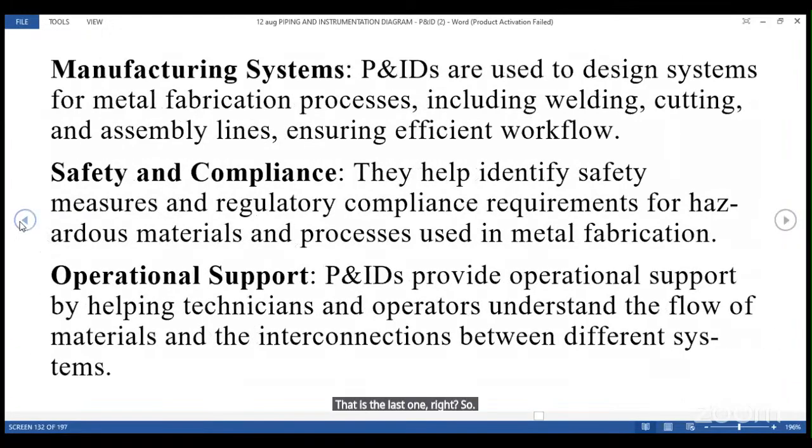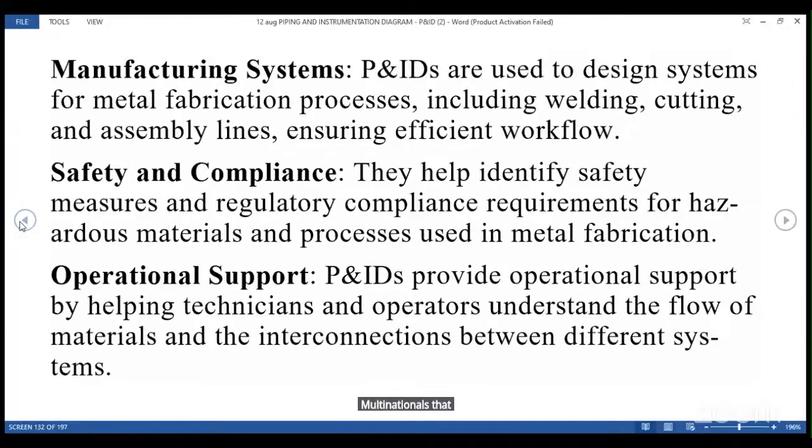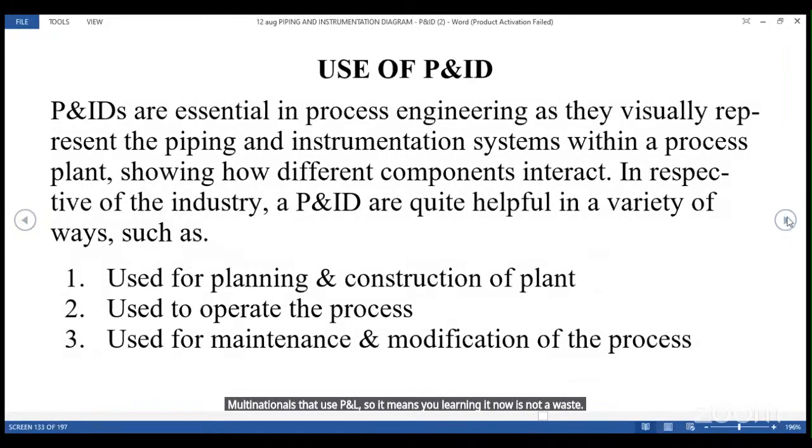So so far we have about 9 different multinational companies that use P&ID. So it means your learning it now is not a waste. You have a bright future if you understand what we are doing right now.